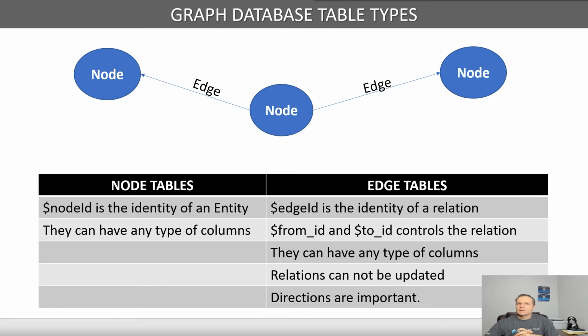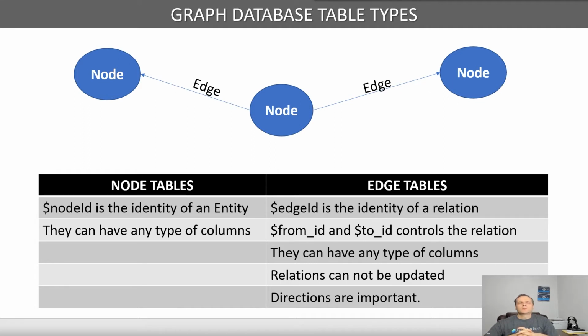Relations cannot be updated. What does that mean? That means, okay, we have a table named likes, and Alec likes Anna, right? What can you update here? There's not that much to update about the relation. So if something changes in that relation, you have to actually drop that and insert a new one.